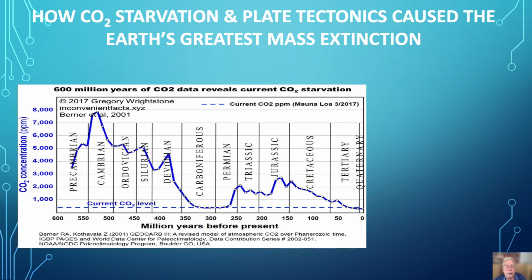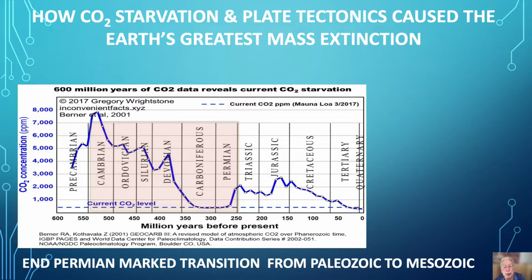Welcome back, everyone. This video will explore the wealth of evidence suggesting that the combination of carbon dioxide starvation and plate tectonics caused the greatest extinctions on Earth, collectively known as the end-Permian extinction, or the Great Dying. The end-Permian marked the transition from 300 million years of Paleozoic plant and animal dominance and the resetting of Earth's evolutionary trajectory towards our modern-day fauna.